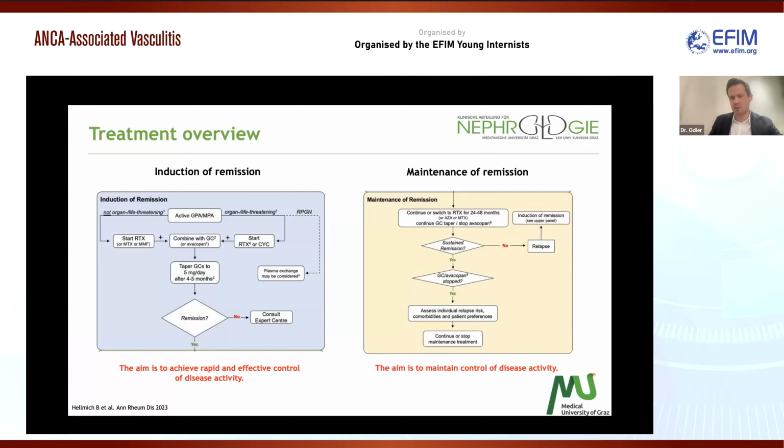The first phase is the so-called induction treatment phase, where our aim is to achieve rapid and effective control of disease activity. For this aim, rituximab, cyclophosphamide, avacopan, and glucocorticoids are commonly used, while methotrexate or mycophenolate mofetil can also be considered in some specific cases. Nevertheless, rituximab or cyclophosphamide in combination with glucocorticoids, or in some cases with avacopan, are the most commonly used treatment options. In the case of organ- and life-threatening disease, the Odler guideline recommends the use of plasma exchange, especially in patients with rapidly progressive glomerulonephritis.